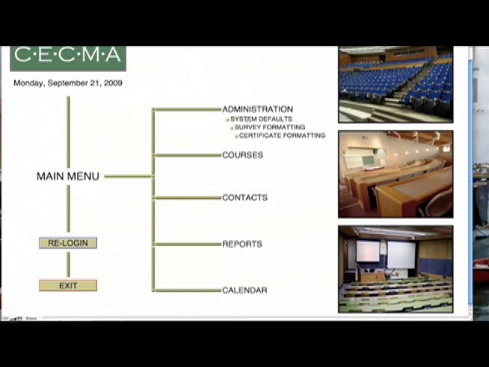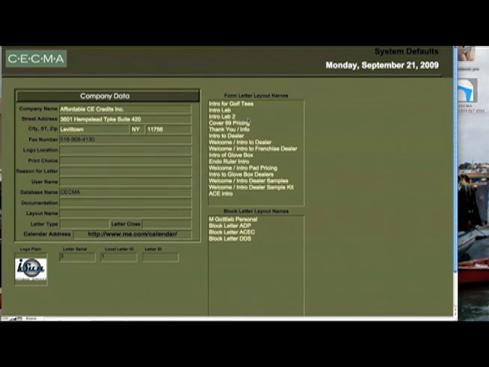The first step in starting this application is to go to the administration, go to System Defaults. And that's where you'll type in your name, the company name, the address, the phone number, the type of business you want to call it. And also it's very important if you have a calendar to type your calendar address in there so you can get access to your calendar.